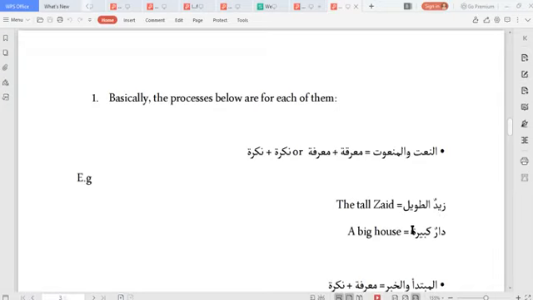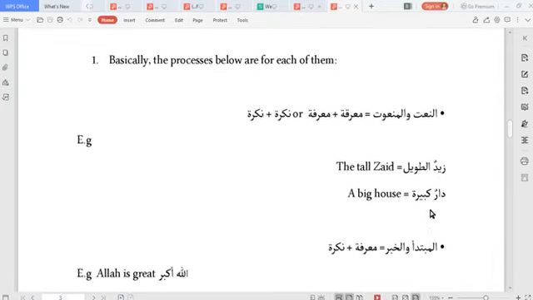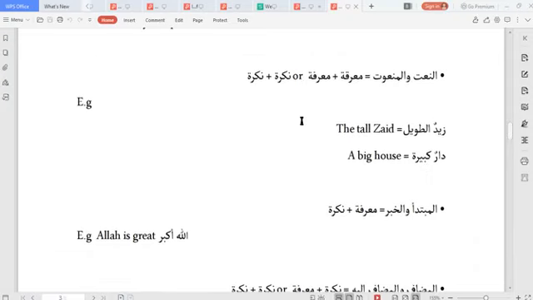It can also be a Nokro plus Nokro process like Darun Kebirotun. Darun is feminine. Don't say, oh, I don't see town Morbuto there. Yes, it's not every time we have town Morbuto, and they are also feminine. So Darun Kebirotun, a big house. So this is a Nokro and a Nokro. So a Nat and Monot can be Nokro plus Nokro, or Marifa plus Marifa. That's the relationship between them basically.